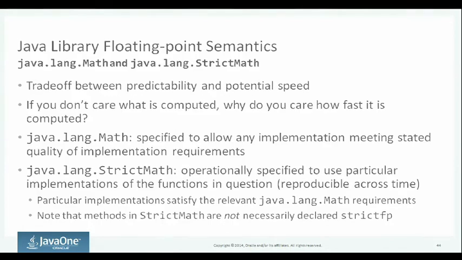So how about Java's floating point libraries? In the Java platform, we have two libraries, java.lang.Math and StrictMath, and although they define the same set of methods, they have different specifications in each one. And there's a trade-off between predictability and speed. In java.lang.Math, you can use any implementation as long as you meet certain quality of implementation requirements. In StrictMath, you also have to meet those quality of implementation requirements, but in addition, you have to use a particular algorithm. This algorithm has been very stable, both over time as well as on different platforms. So this is your reproducible result here.